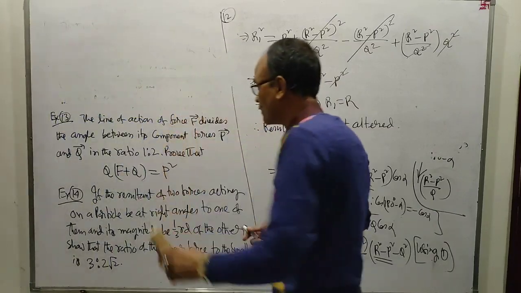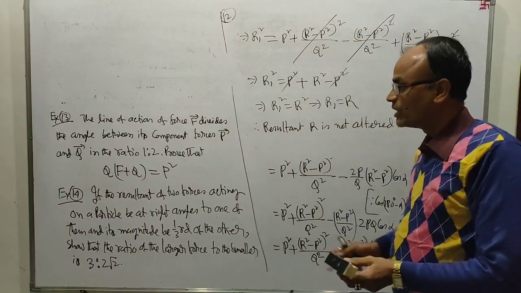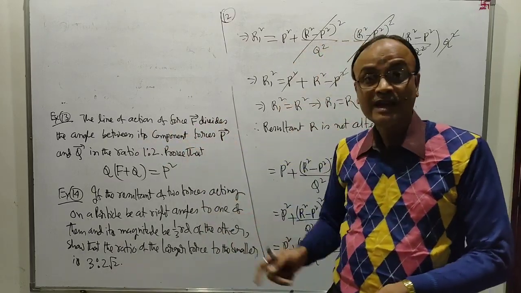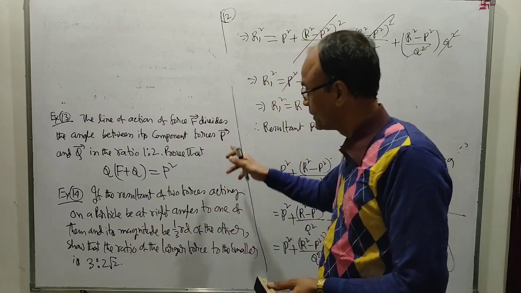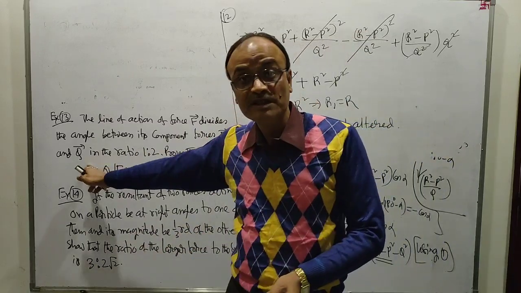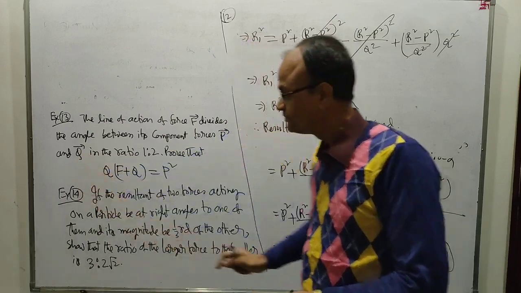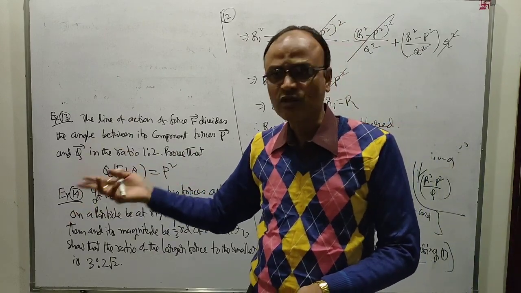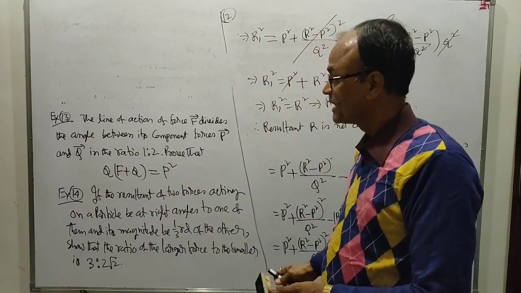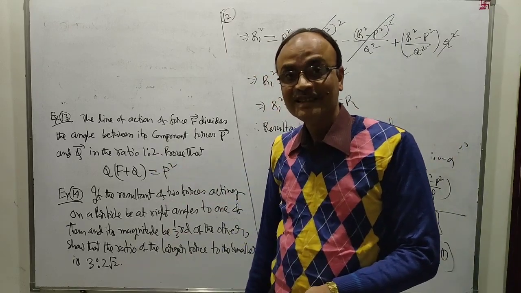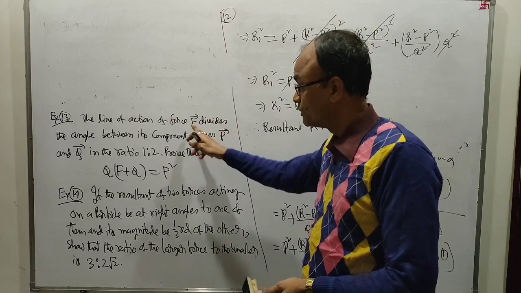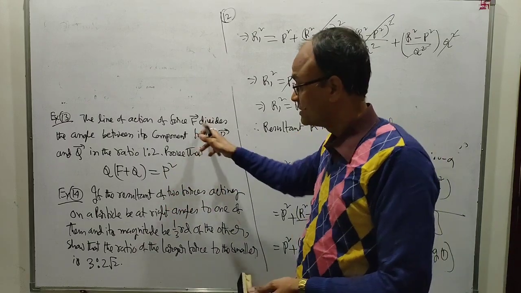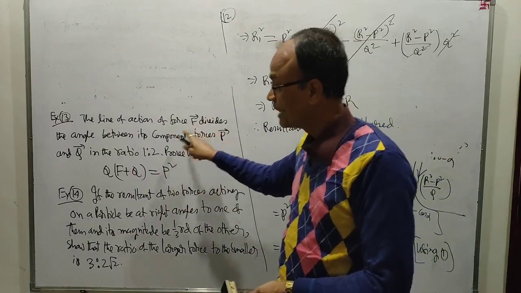Now try to solve the question number 13. What is it? The line of action of the force F divides the angle between the components, component forces P and Q, in the ratio 1:2. This means that the resultant of P and Q is F. The components of F are P and Q. Conversely, the resultant of P and Q is F. If alpha is the angle between the forces F and P, then twice alpha will be the angle between F and Q.